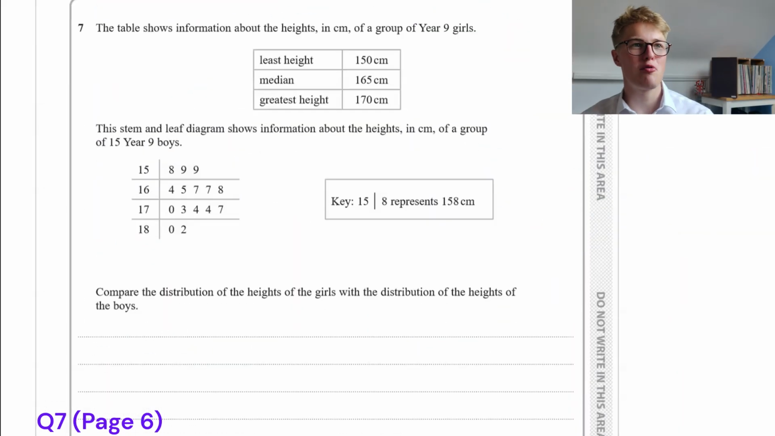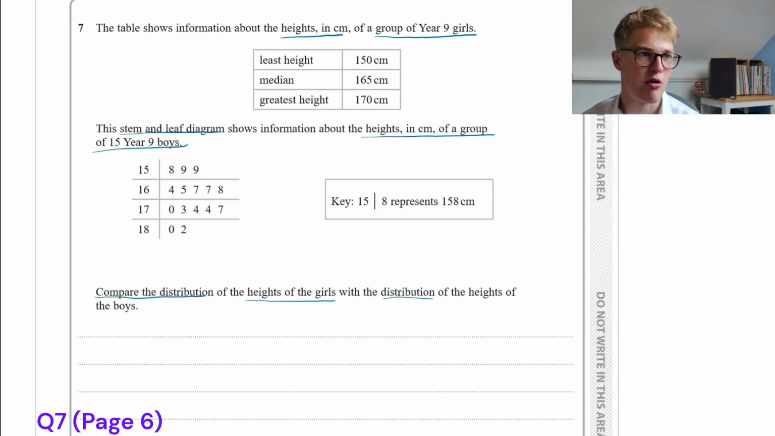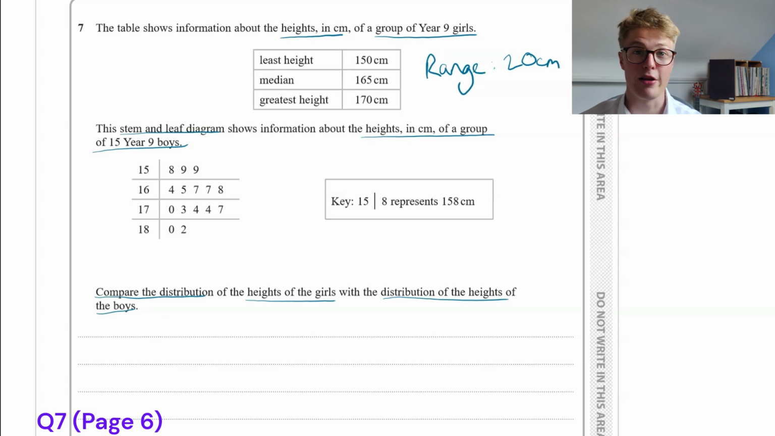The table shows information about the heights in centimetres of a group of Year 9 girls. The stem and leaf diagram shows information about the heights in centimetres of a group of 15 Year 9 boys. Compare the distribution of the heights of the girls with the distribution of the heights of the boys. So what we need to do here is compare the medians and the ranges. So we can see for the girls the range is 20 centimetres because we do 170 minus 150.